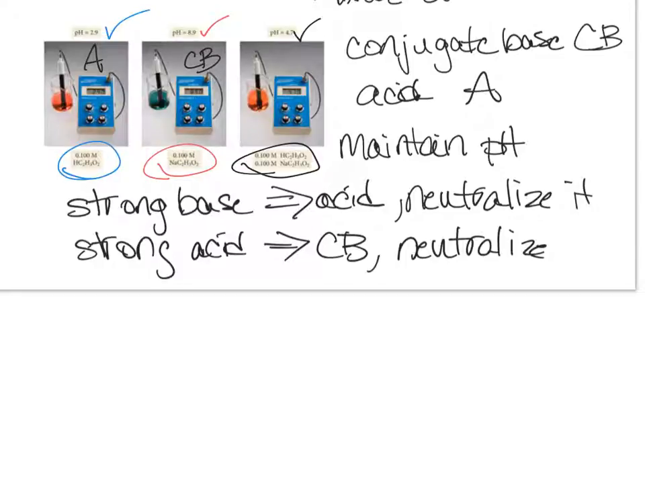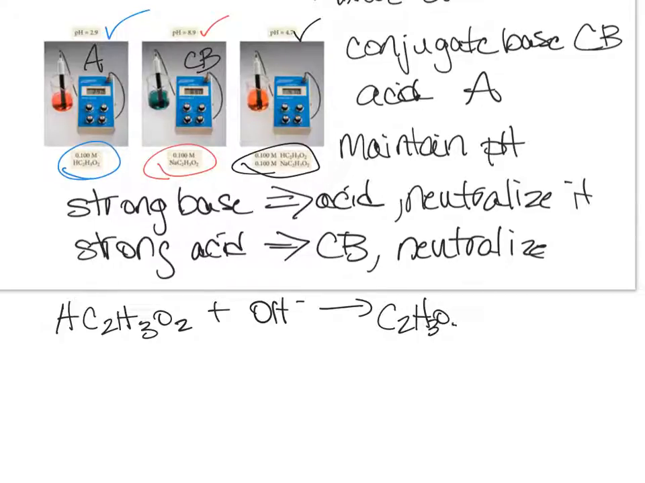Okay, so drawing some reactions here. If we have acetic acid, HC2H3O2 plus hydroxide coming from somewhere, this will react to produce C2H3O2 negative plus water. Okay, so when water is the product, that means we have neutralized it. So we have our strong base and our acid component neutralizing it by producing water.